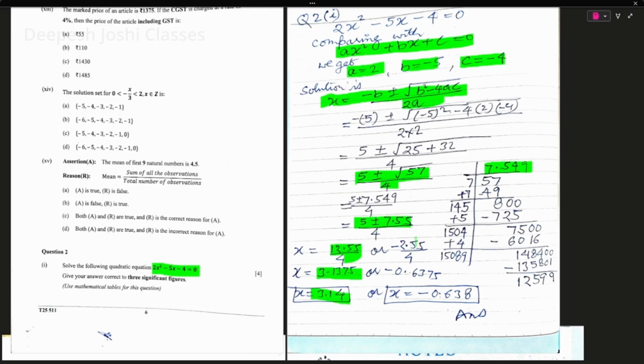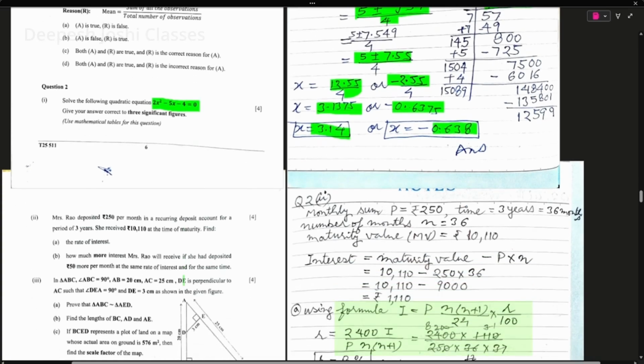For the second value, we have 5 minus 7.549. On subtracting this, we have minus 2.55. On dividing it by 4, we have minus 0.6375. Rounding up to 3 significant figure, we get x is equal to minus 0.638. So the question is solved. Now we move to second part of this question.